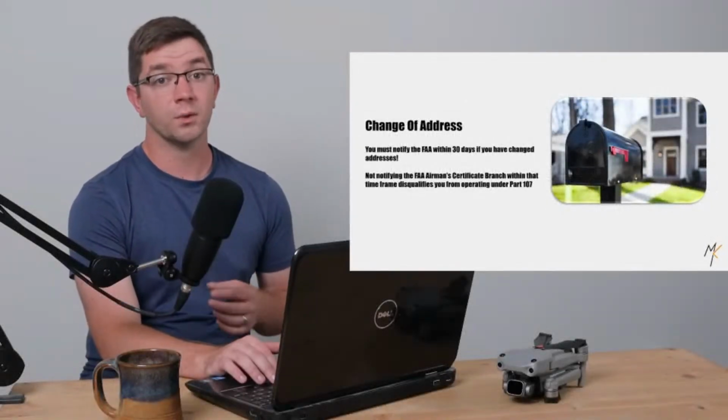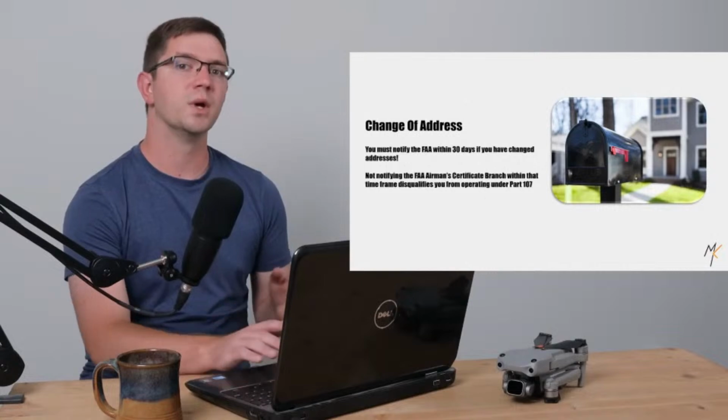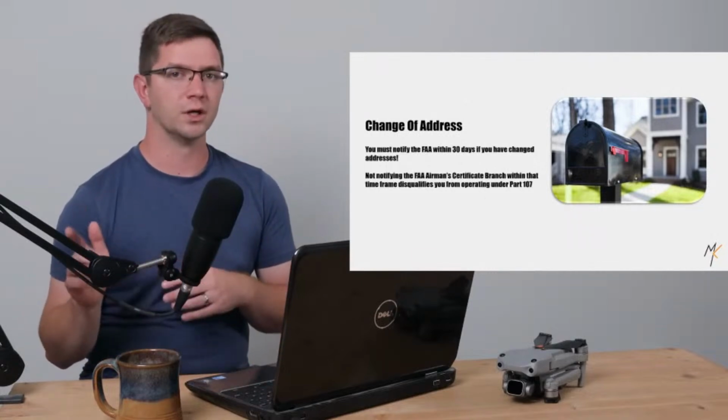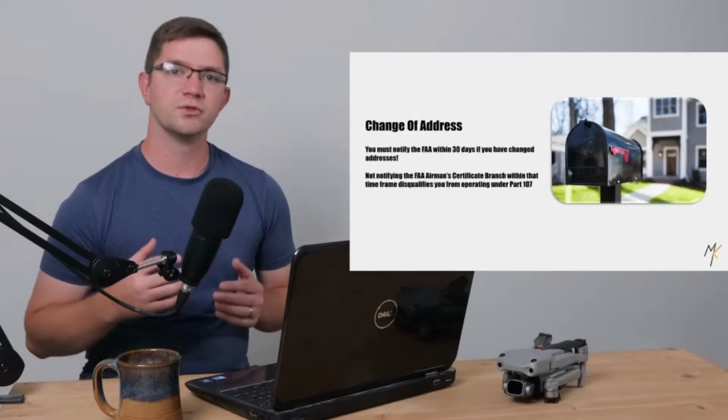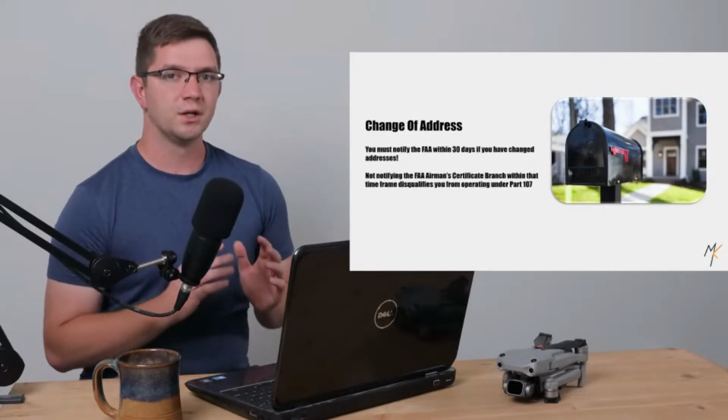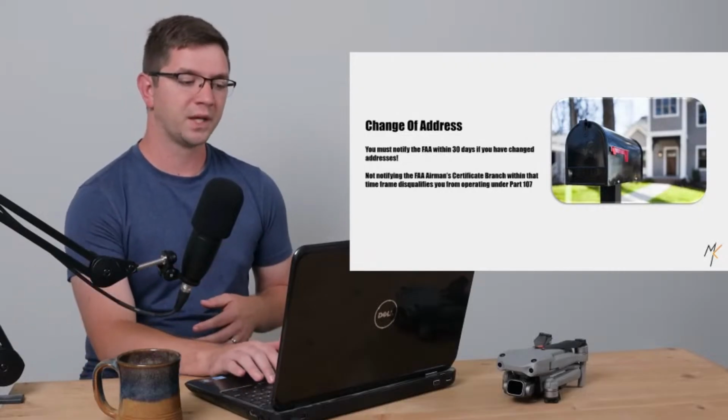When you receive your Part 107 license in the mail, and then you end up moving to a different address later on, you need to notify the FAA within 30 days that you've changed addresses. Otherwise, your license is going to be disqualified.